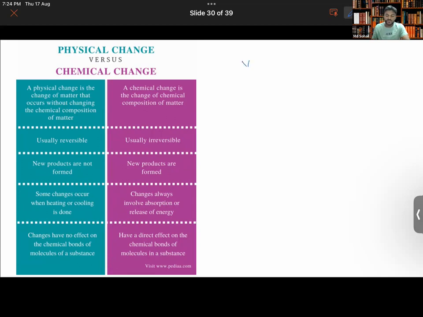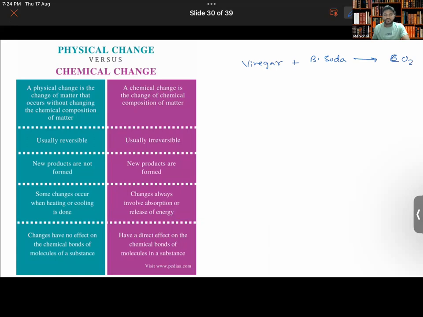If I were to react, Sundar, this question is to you. If you were to react vinegar and baking soda, what will you be observing? What do you observe? Bubbles. Bubbles, carbon dioxide. Exactly. Carbon dioxide gas comes out of it.